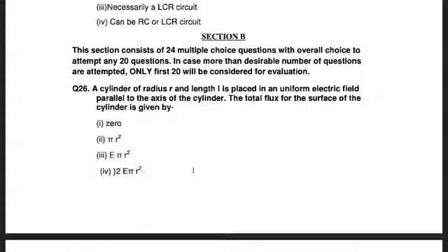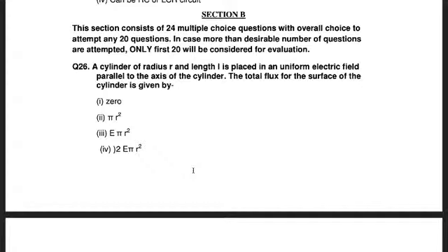Section B. This section consists of 24 multiple choice questions with overall choices to attempt any 20 questions. In case more than the desirable number of questions are attempted, only the first 20 will be considered for evaluation.